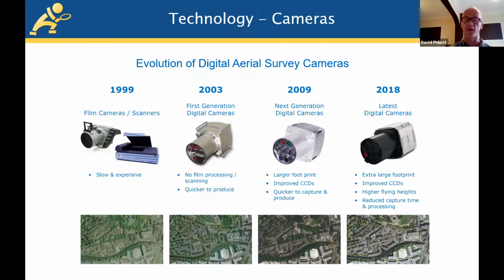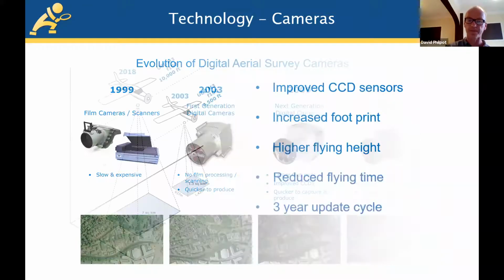So improved CCDs, larger footprints on the ground means less flying time and higher flying heights. So you can capture more data in a shorter space of time, which, as we're going to see, is very important in the United Kingdom, with its own specific conditions for doing aerial survey. So yeah, the trend is for larger footprints on the cameras, less flying, and much more improved CCD technology.